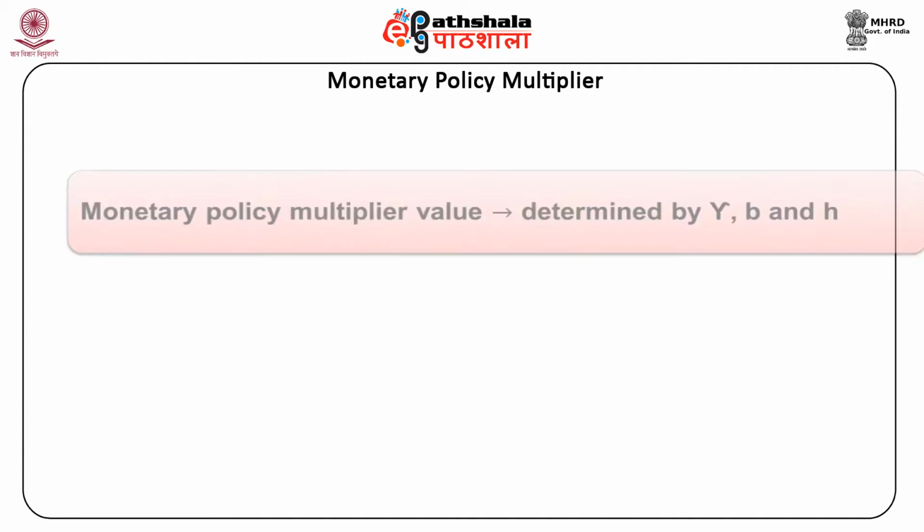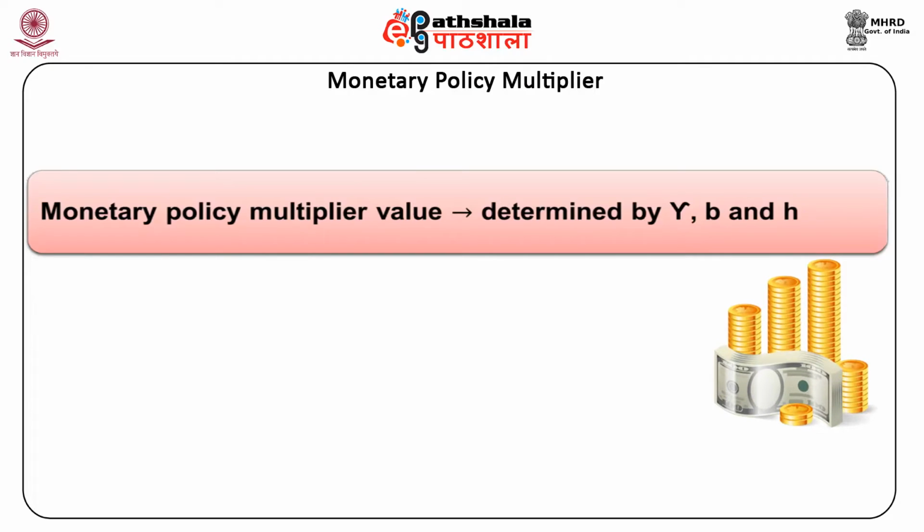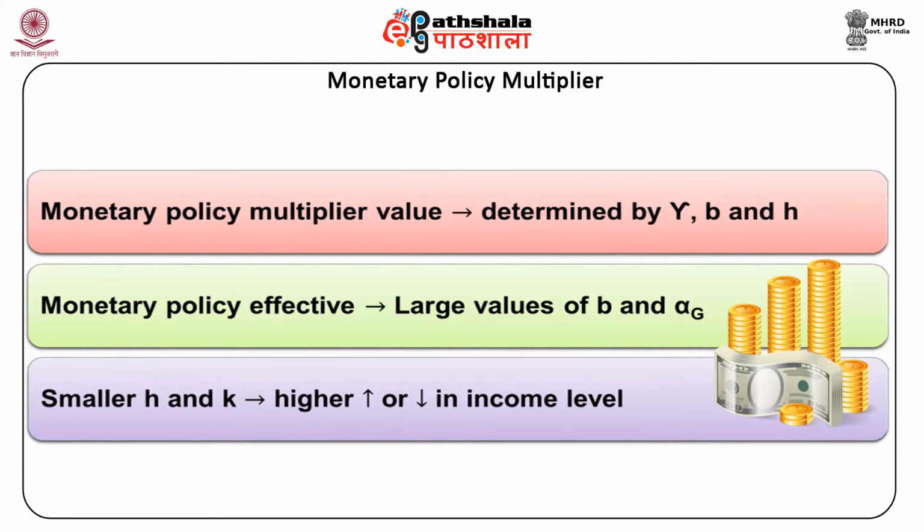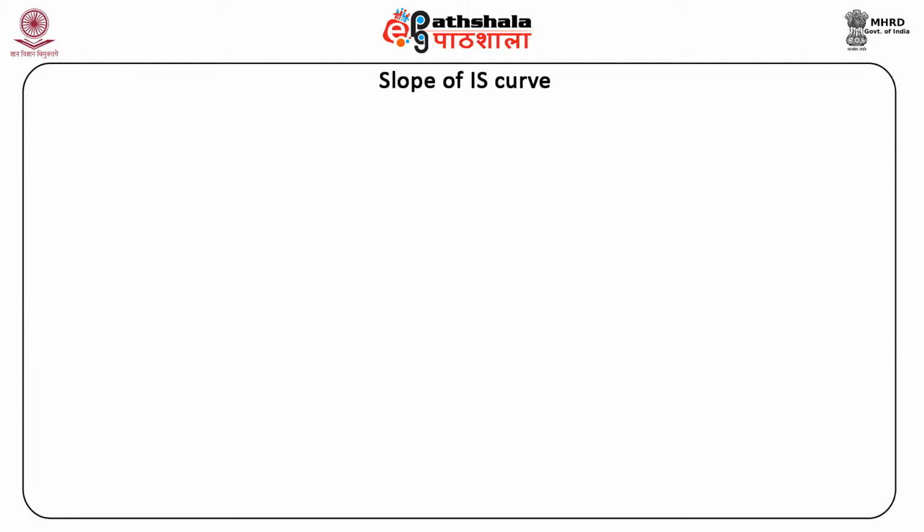The value of monetary policy multiplier is in turn determined by gamma, B and H. The monetary policy will be more effective when we have large values of B and alpha G. Also, as gamma is equal to H alpha G upon H plus K B alpha G, smaller h and k will lead to higher increase or decrease in income level. Next, we have slope of IS curve.